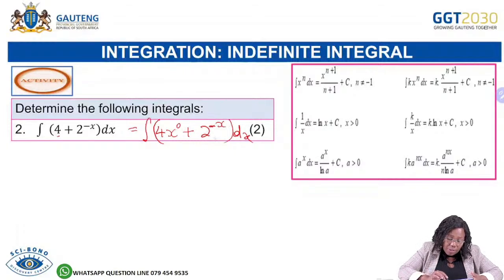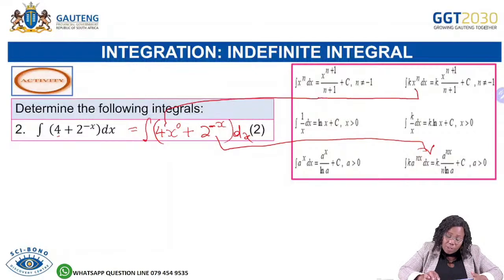Now let's compare this one. The second one goes with that one, and then 4x to the power 0 goes with the original one, this one. Can you see that? Now you know which rule to use.